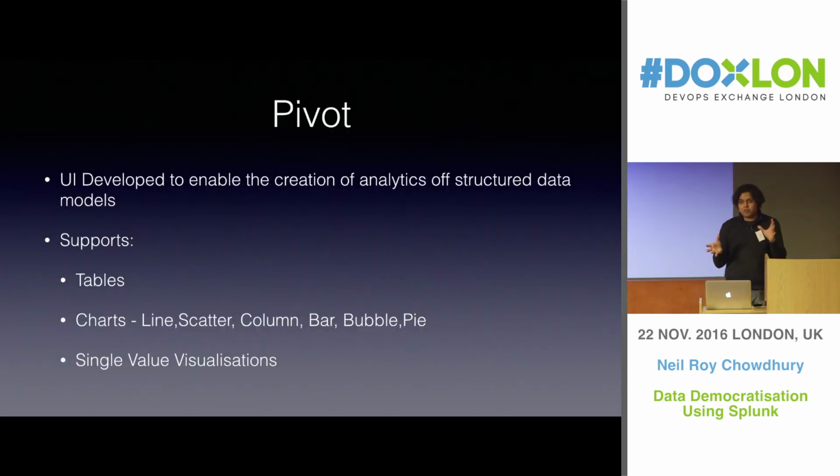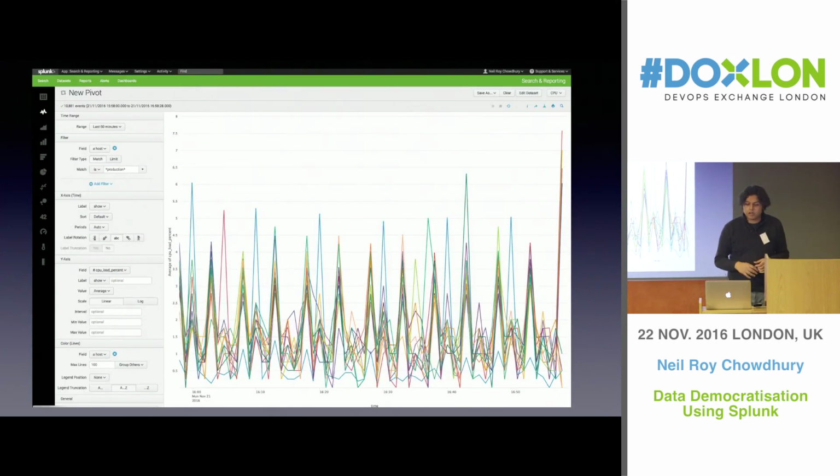So to talk through how you actually access your data model and report on it, there's a UI in Splunk called Pivot, which enables you to query your structured data. It supports visualization in tables, charts, and single value visualizations, all the standard bits and pieces. And that's what it looks like. There's a lot in there, but to be honest, it takes about 30 to 40 minutes to get accustomed to it, rather than learning a full search language, which takes about 1 to 3 weeks.